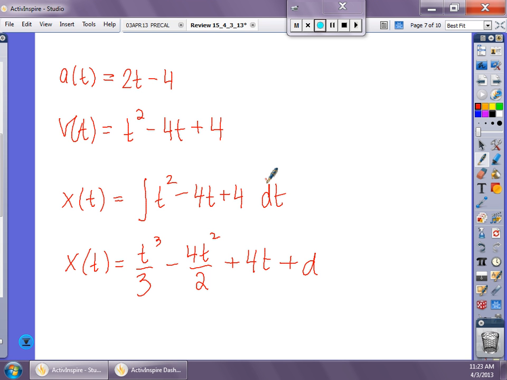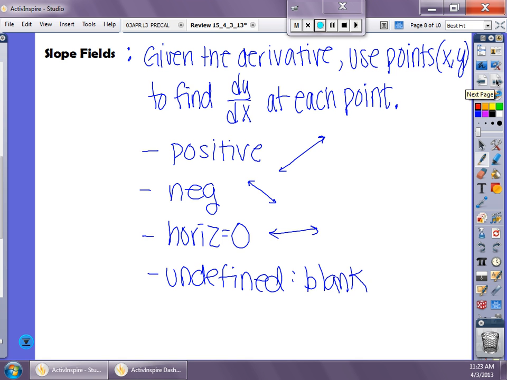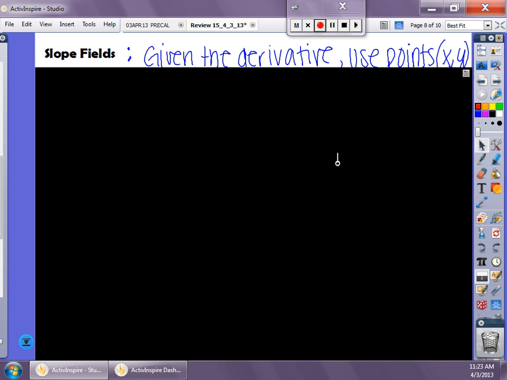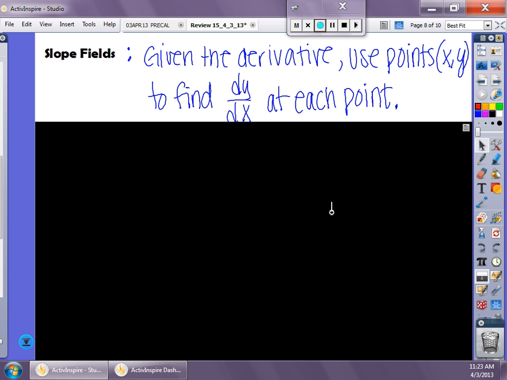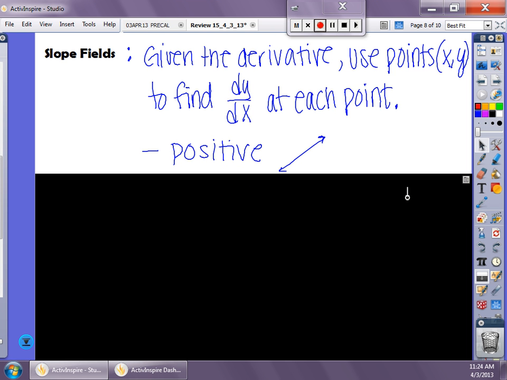All right, last thing, slope fields. So, my definition of what you do for slope fields would be that you're given the derivative, use points x, y to find dy/dx at each point. And then remember, you just had to draw a bunch of tangent lines. So if you have a positive tangent line, just make sure it goes up.